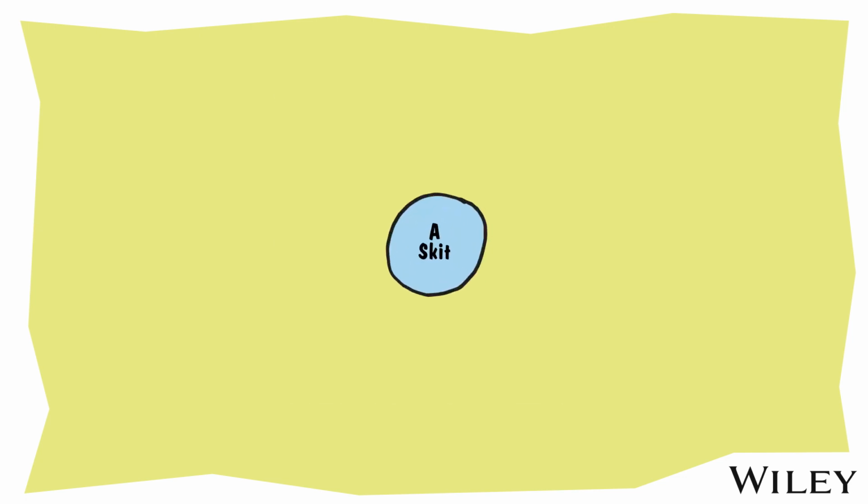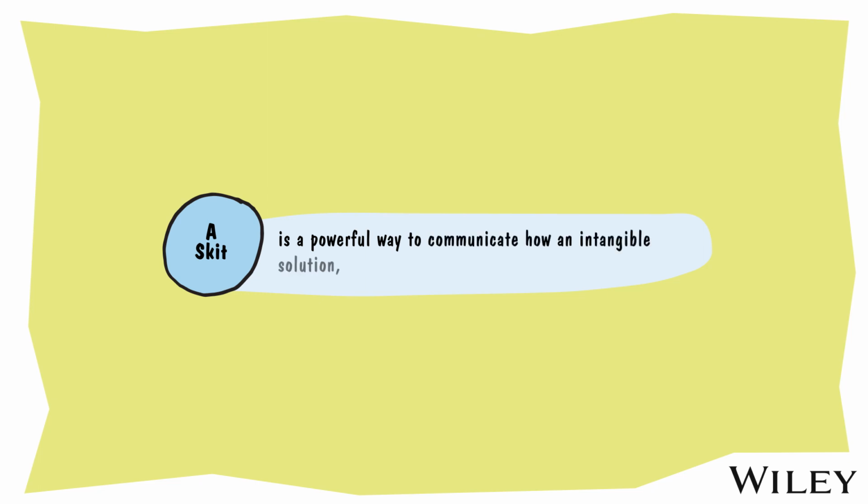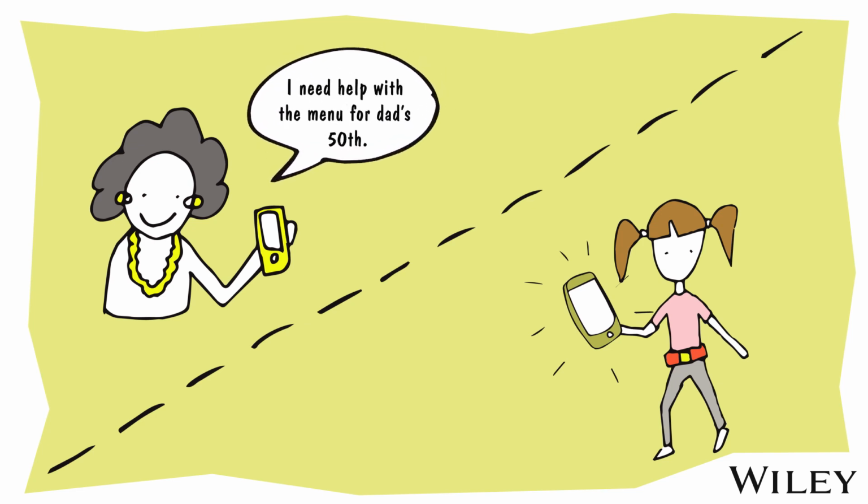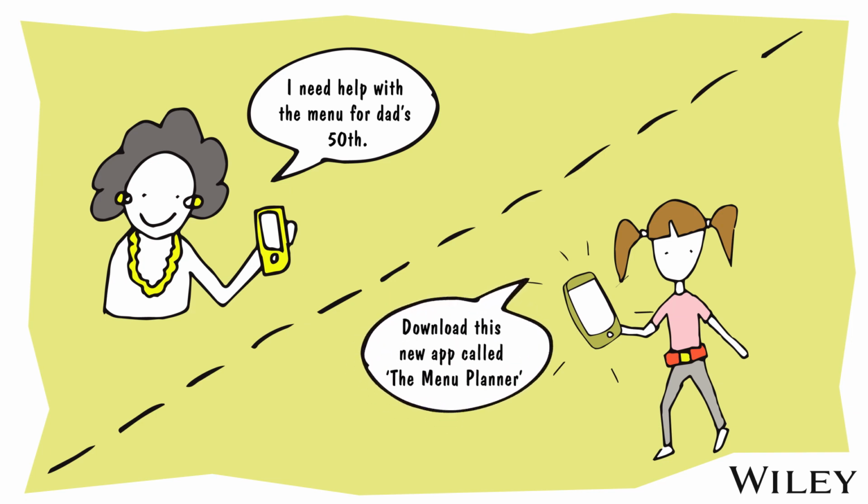Another powerful way to communicate how an intangible solution, such as a service or policy, would work is through skits. For instance, you could demonstrate your menu planning mobile app by acting out a mother and daughter having a phone conversation. The mother could ask for help in finalizing the menu for a get-together with her friends. In response, the daughter would inform her mother about a new app called the Menu Planner, where she can just enter the details of her invitees and get personalized menus comprising their favorite dishes.